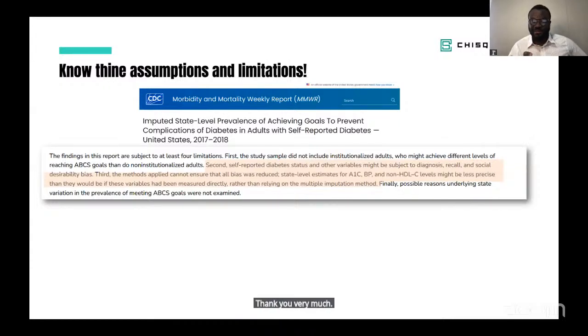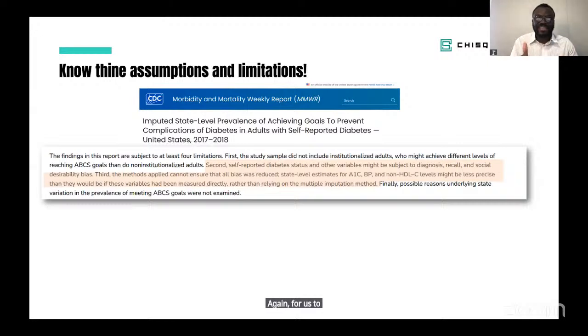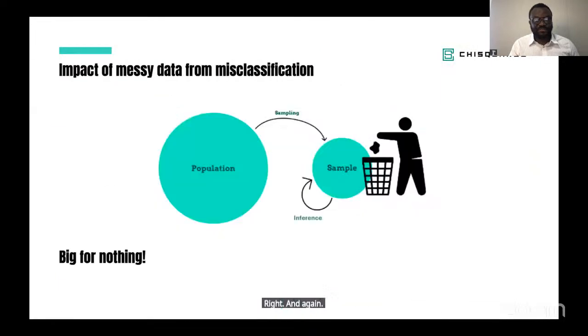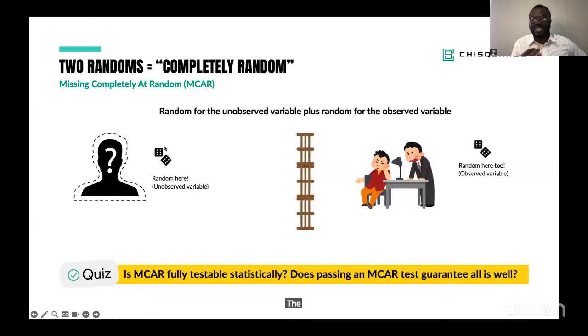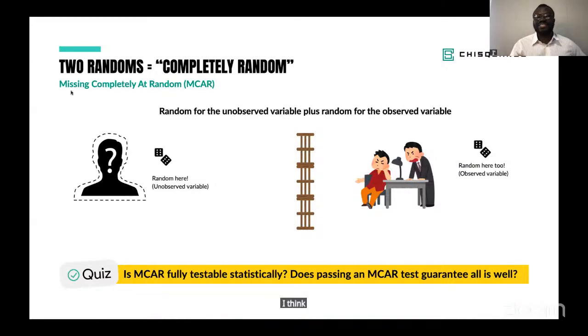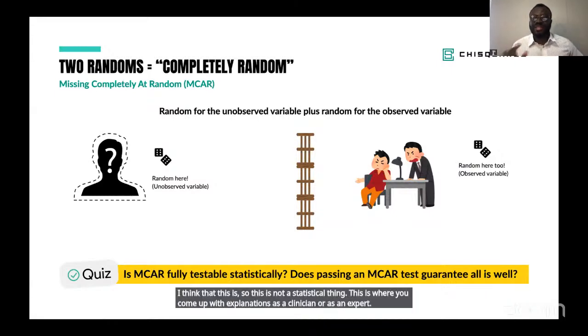Excellent answers. Again, remember, is there a statistical test to rule out MNAR? Because for us to proceed with this, we have to first rule out missing not at random, right? And again, just to go back to the picture. So remember that there's no objective way to prove that this guy did not implicate himself. The only way we can make that determination is through theory, through explanation, as somebody who has been involved in investigating missing people. This is not a statistical thing. This is where you come up with explanations as a clinician or as an expert, right? So that's one thing we want to keep in mind.